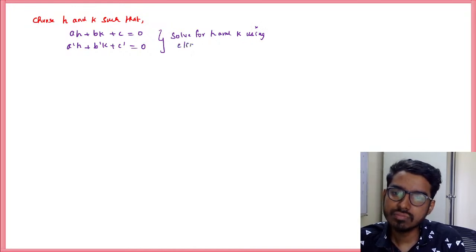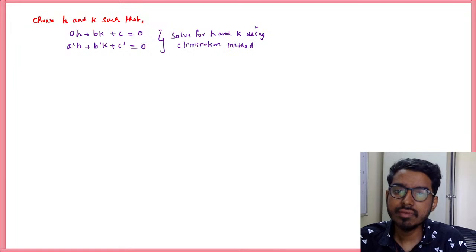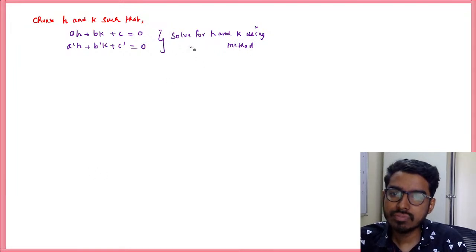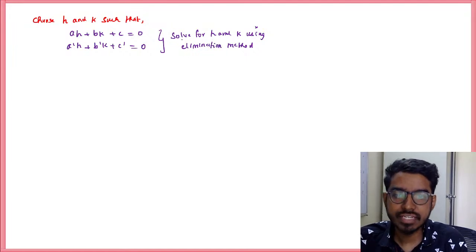Solve for h and k using the elimination method. So from this you can find the value of h and k, right? From this you can find the value of h and k. To understand the procedure, problem solving is very easy. To solve for h and k, use the elimination method.